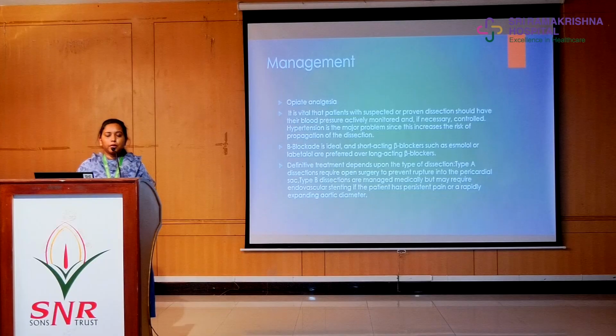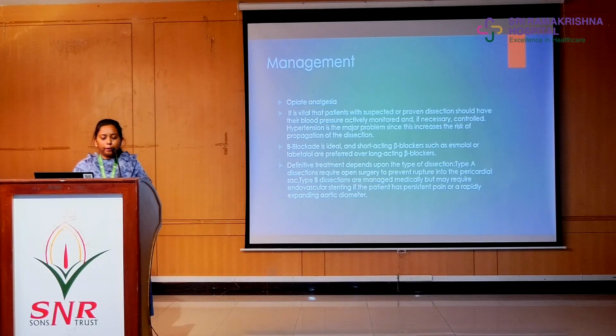The initial management is opioid analgesics, because the patient will present with severe pain, and also it is vital that patients with suspected or proven dissection should have their blood pressure actively monitored and, if necessary, controlled. Hypertension is the major problem, since this increases the risk of propagation of the dissection. Beta blockers are the ideal first line treatment. Short acting beta blockers like esmolol or labetalol are preferred over long acting beta blockers.